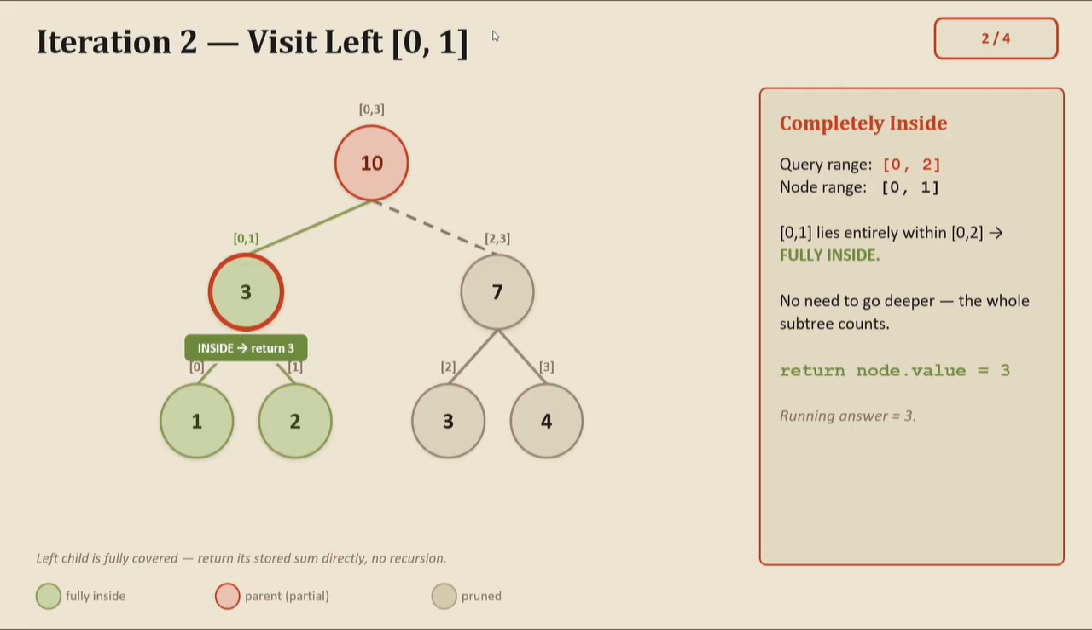We don't need to go any deeper. The entire subtree rooted here is within our query range, and the stored sum already represents exactly what we want. So we immediately return 3.